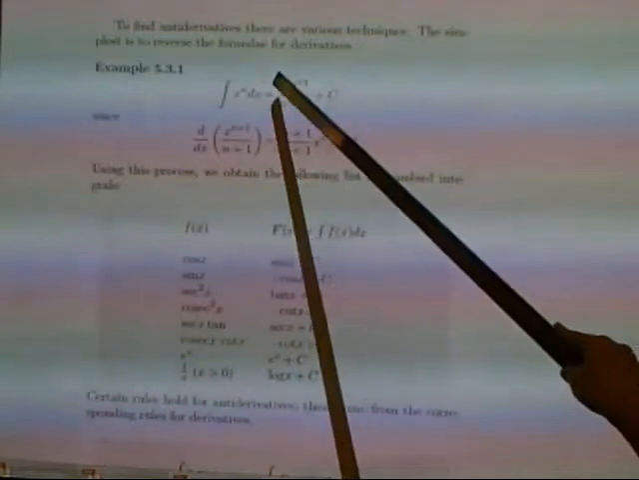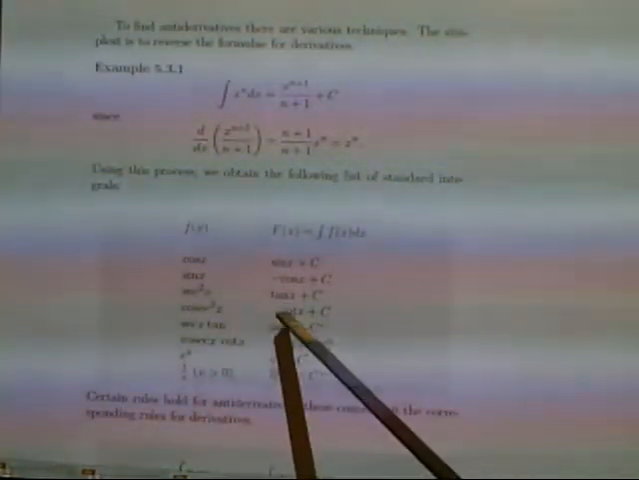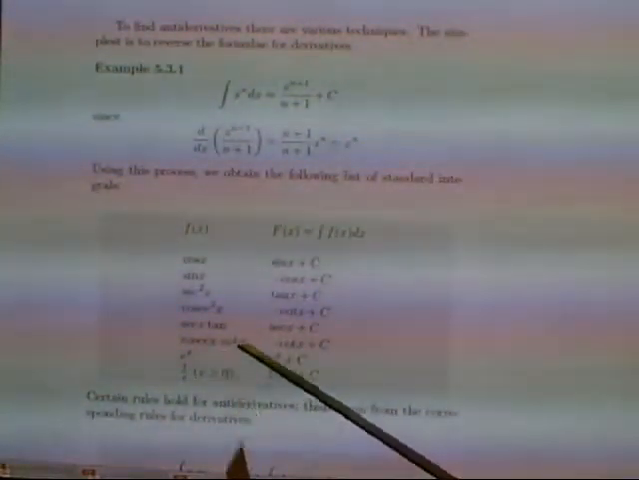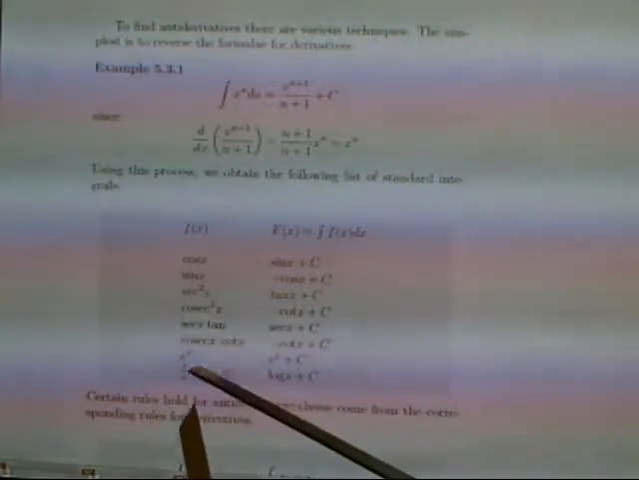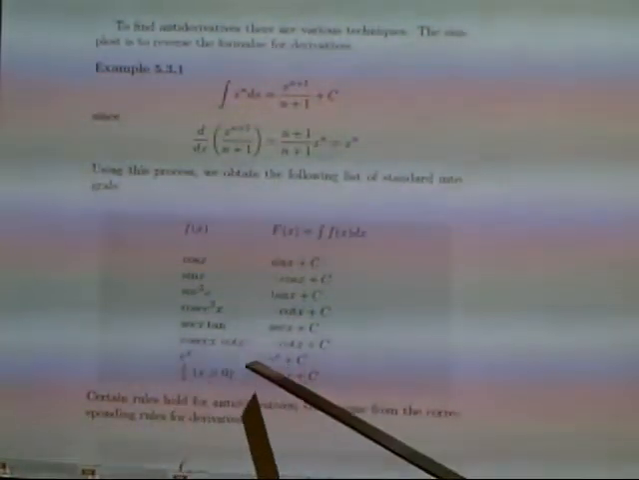The integration of x to the power n dx is x to the power n plus 1 divided by n plus 1, plus c. Integrating cos x gives sin x plus c, integrating sin x gives minus cos x plus c, sec squared x gives tan x plus c, cosec squared x gives minus cot x plus c, sec x tan x gives sec x plus c, cosec x cot x gives minus cosec x plus c, e to the power x gives e to the power x plus c, and 1 by x gives log x plus c.